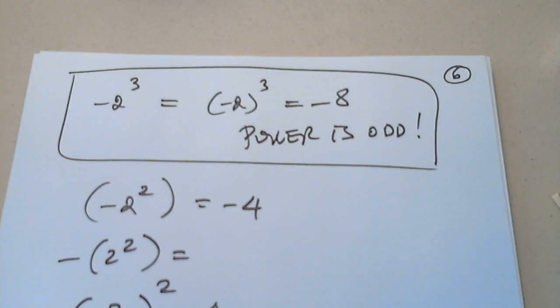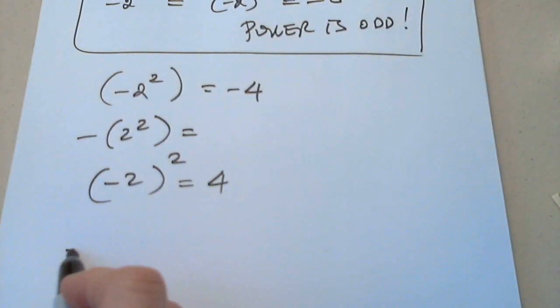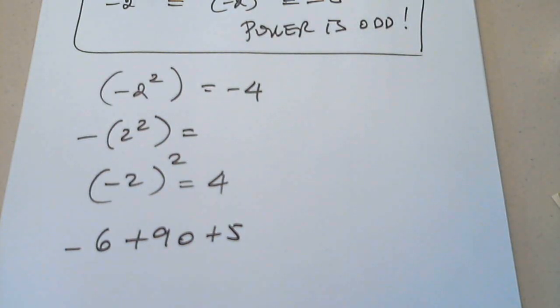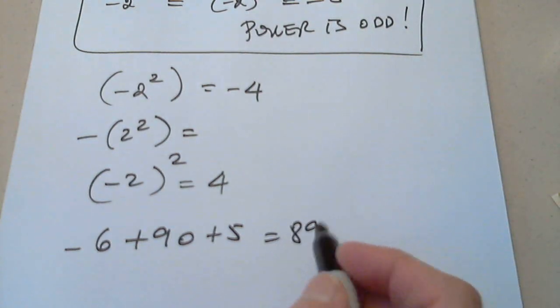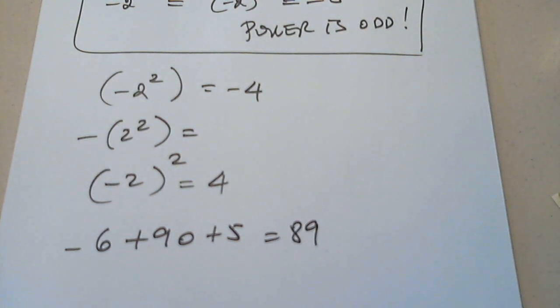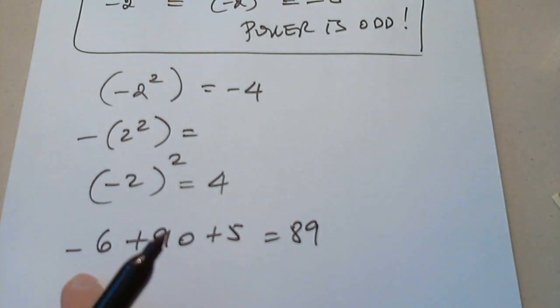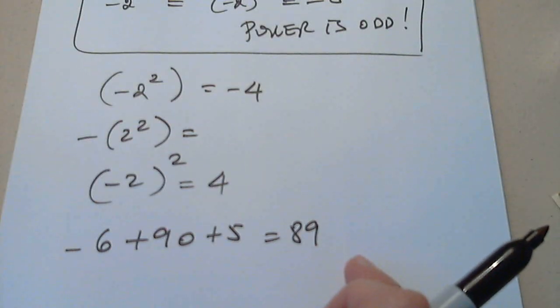So allow me to suggest on this problem. So here's how I would think about this problem. The easiest thing to do is say -6 plus 5 is -1. 90 minus 1 is 89. Yes, you can say 90 plus 5 and then subtract 6. That's fine too. You can say 90 minus 6, which is 84, plus 5 is 89.